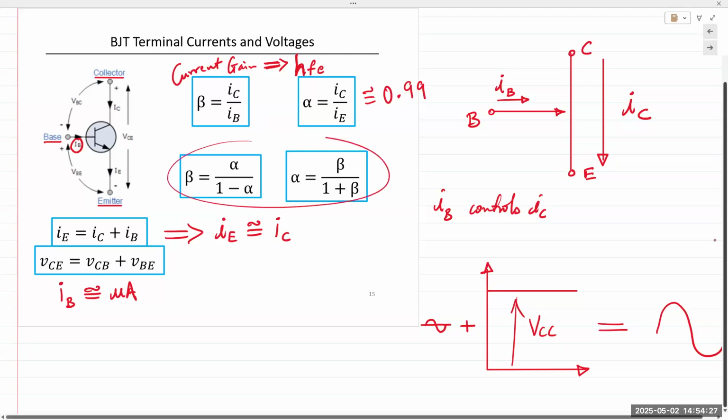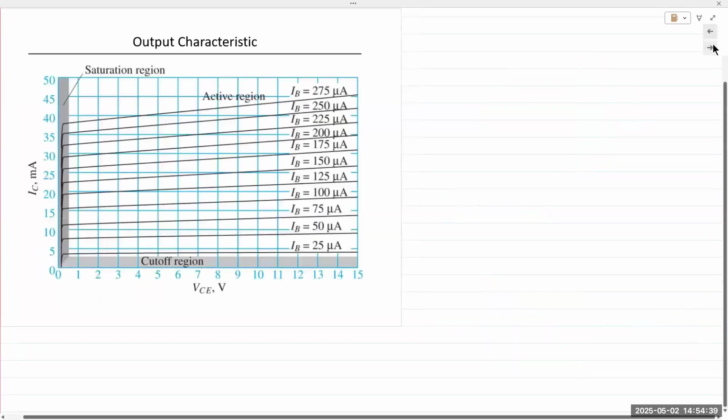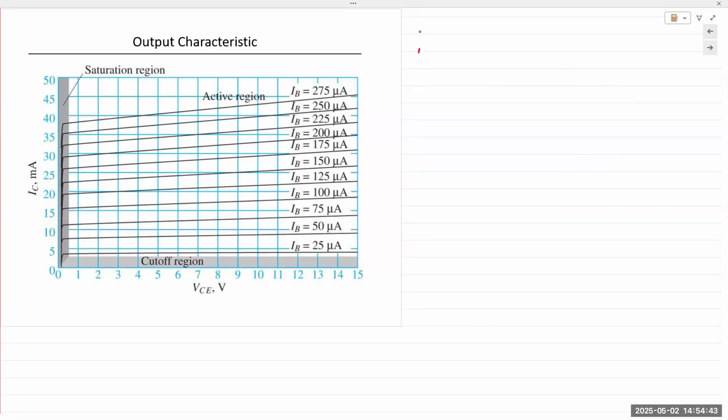All right, and then these are two equations here that you can use to determine alpha and beta from each other's respective values. Okay, so that's the terminal currents and voltages, output and input characteristics. Output characteristics, let's say this is how it's going to be derived.